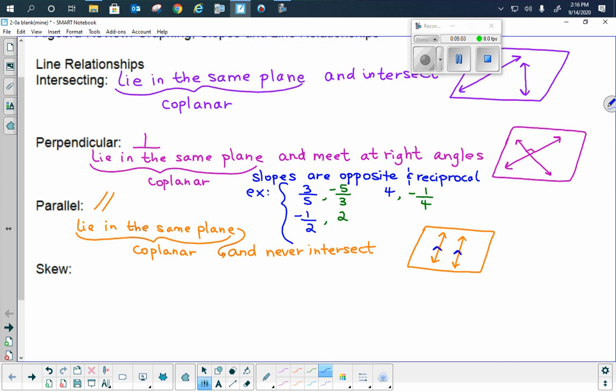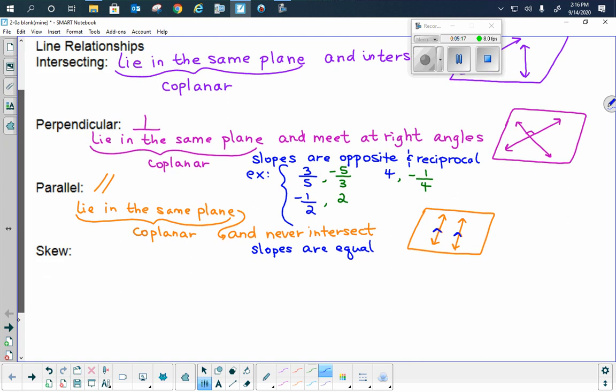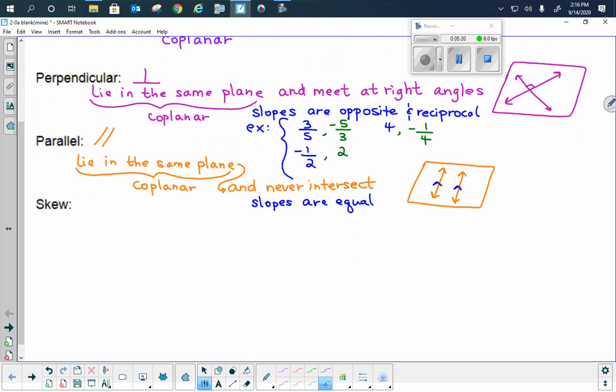Okay, and then let's also talk about the slopes while we're here. So the slopes of parallel lines are equal, right? They have the same rise, they have the same run. They're going exactly the same way. And then last but not least, we have skew lines. And skew lines are lines that are not coplanar. Not coplanar. So now they do not lie in the same plane, right?